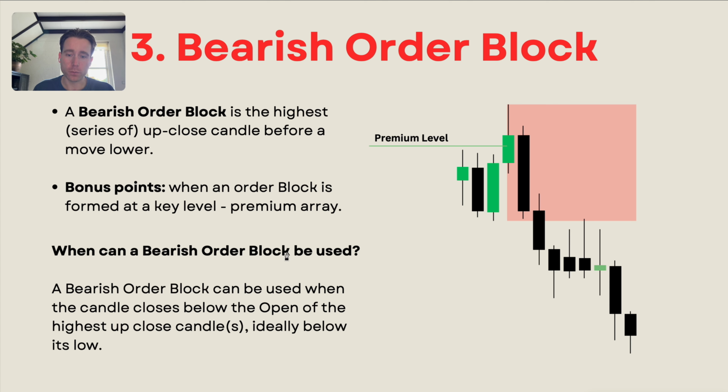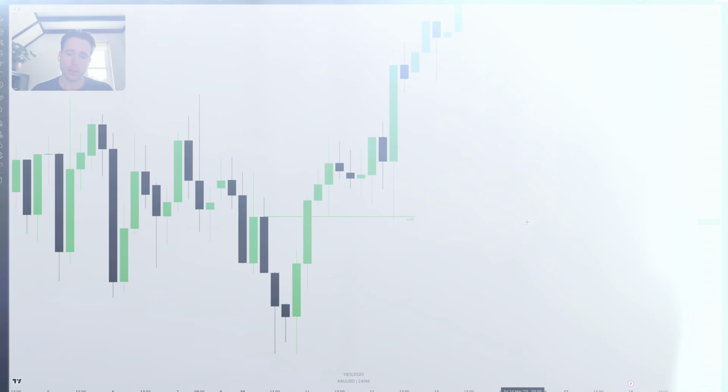When can a bearish order block be used? A bearish order block can be used when candles close below the open of the highest up close candle, ideally below its low. So here we have the highest up close candle. We close lower than the open or lower than the low that we do in this candle. Then we can validate, okay, now these series of up close candles can now be used.